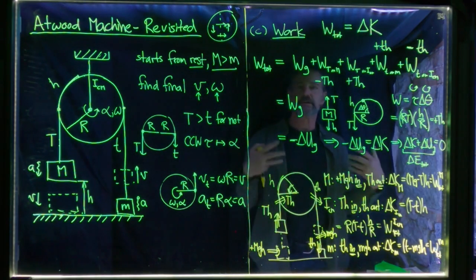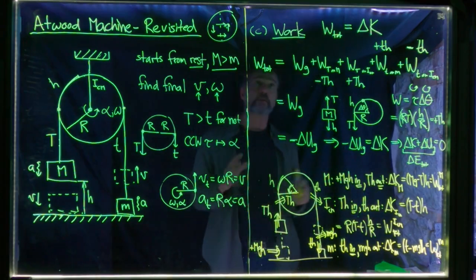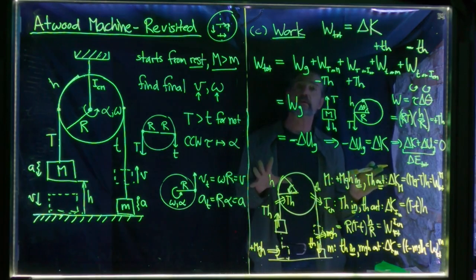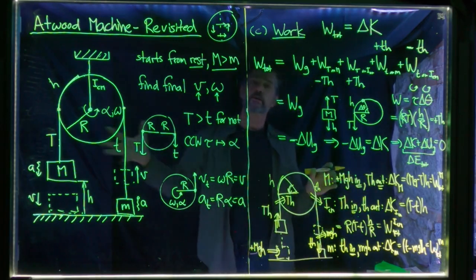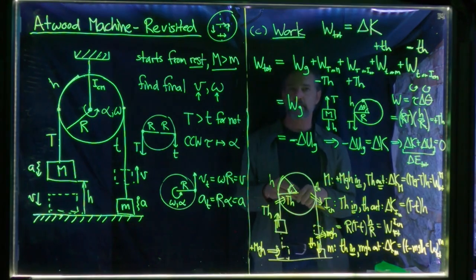But then also stuff like this. This is the stuff that's really interesting to understand. Okay. So the final way that we're going to look at this Atwood machine is in the context of power, rate of energy flow. All right? So I'll just erase the board and be right back.